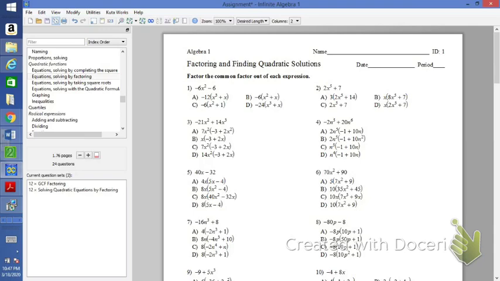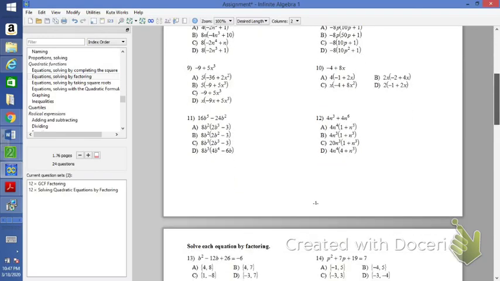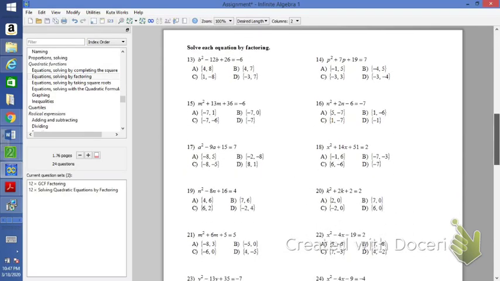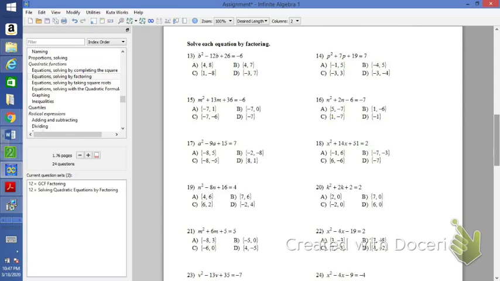So C. C is going to be the answer. Alright, now let's scroll down and do the first 3 for the next part. Here we're going to be solving quadratic equations. So we know how to do that.